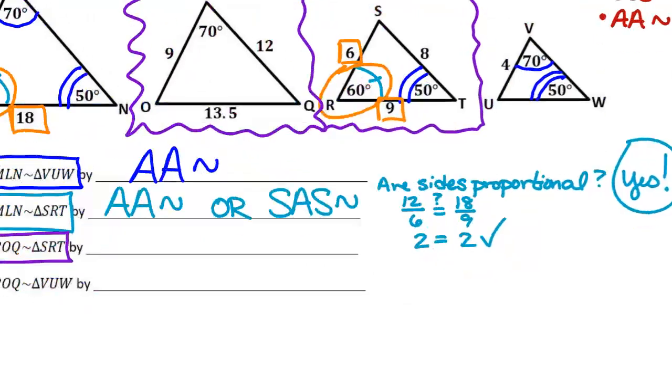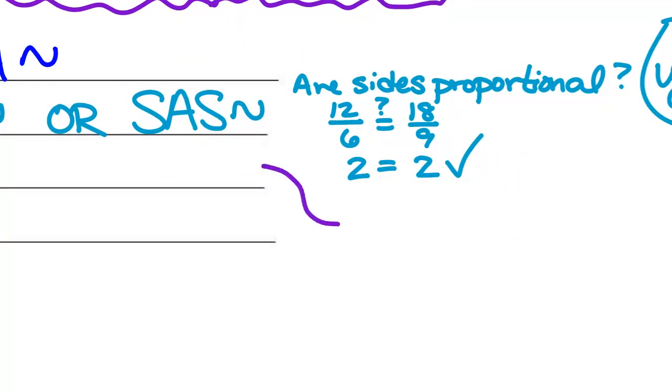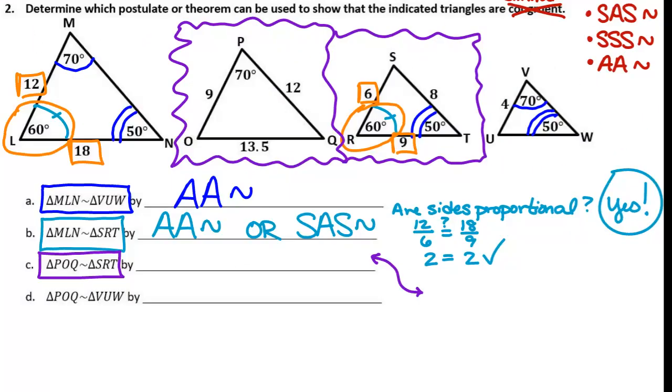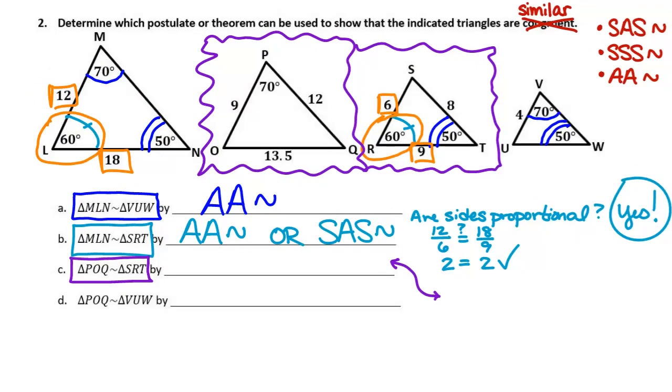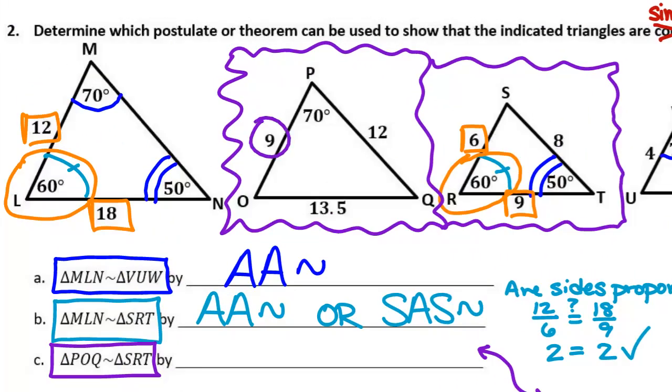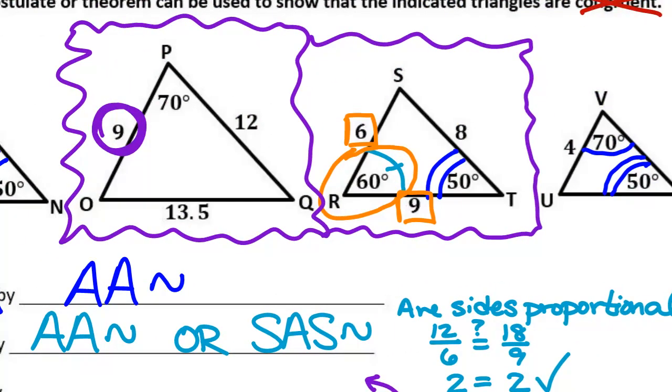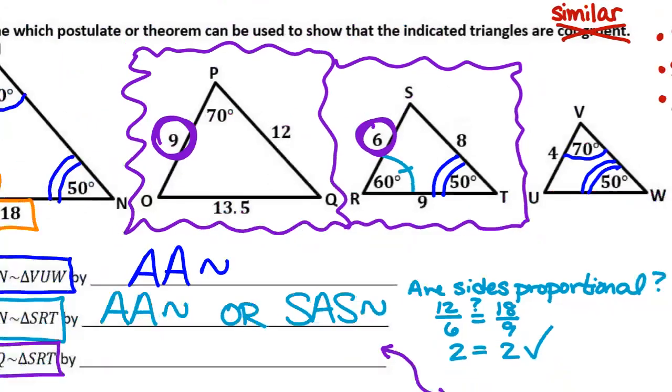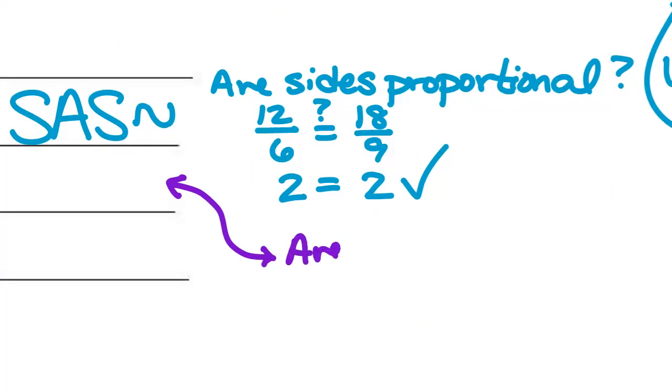Yes. So here's something that we can do so that we don't have to just keep guessing and checking when it's a side, side, side. When we're checking for side, side, side, we have to match up the smallest sides from both triangles. We have to match up the biggest sides from both triangles. And then whatever our leftover side is. So let's do POQ first. What's the smallest side on POQ? 9. What's the smallest side on SRT? 6. So I would have to make a fraction with 9 and 6. Are the sides proportional?